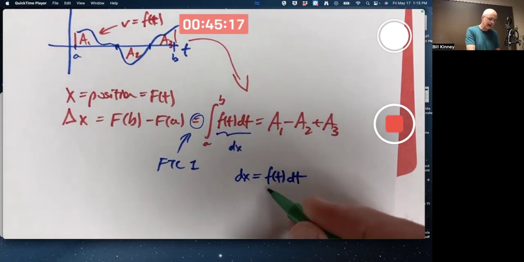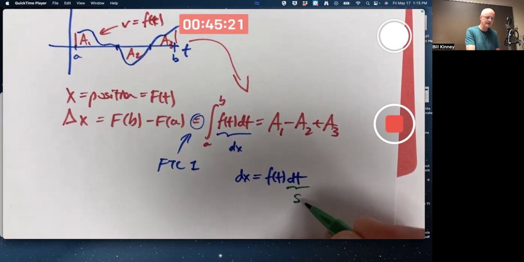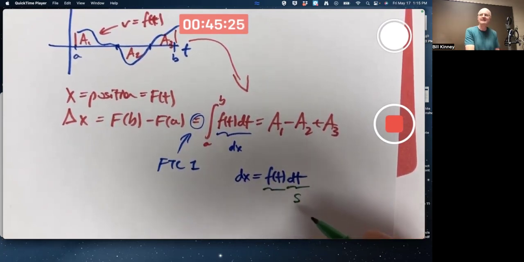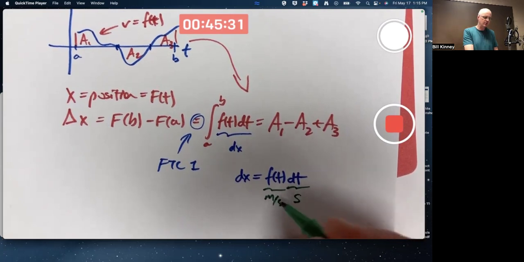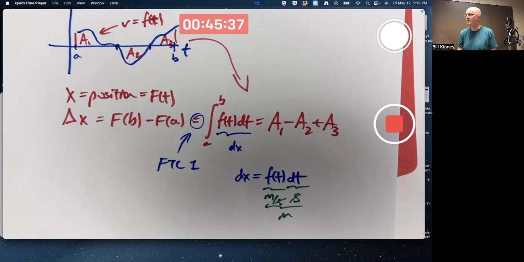You could pretend, okay, dt is a tiny interval of time, maybe in seconds, and f of t is maybe a not so tiny velocity in meters per second. Pretend you're multiplying, and the seconds cancel, giving you meters. And dx would be a tiny distance traveled or a tiny displacement in meters.